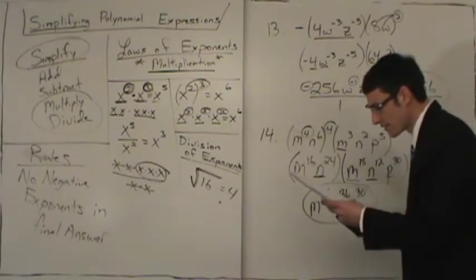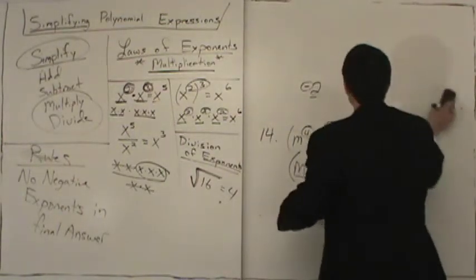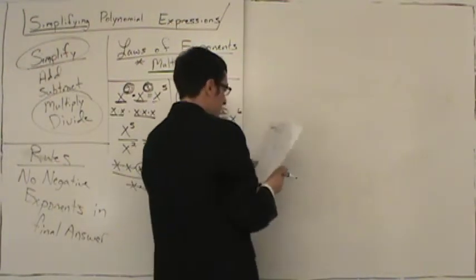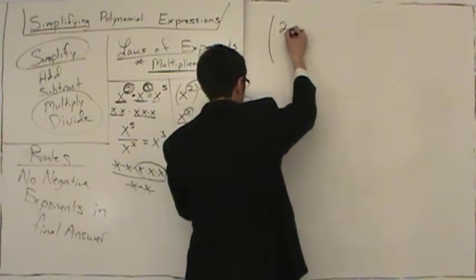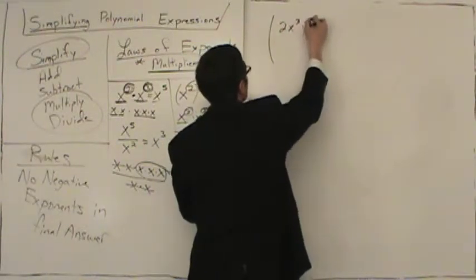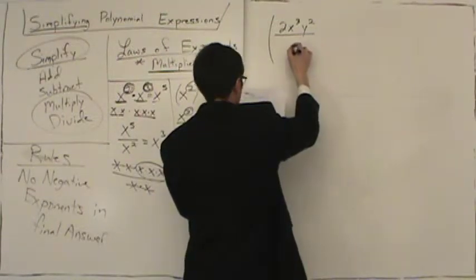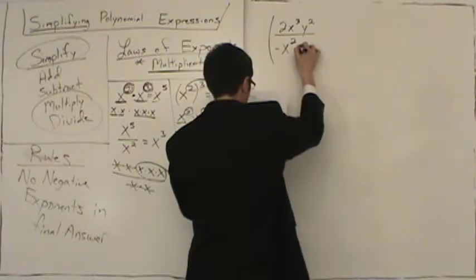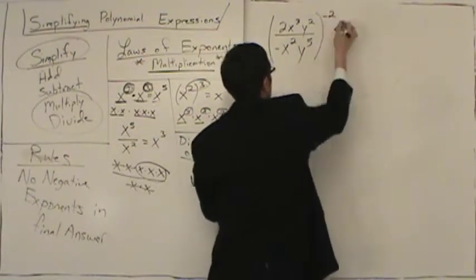Number 16. We're going to skip 15 and go to 16. Okay? Number 16 says 2x to the third, y squared, all over negative x squared, y to the fifth, all this to the negative 2 power.